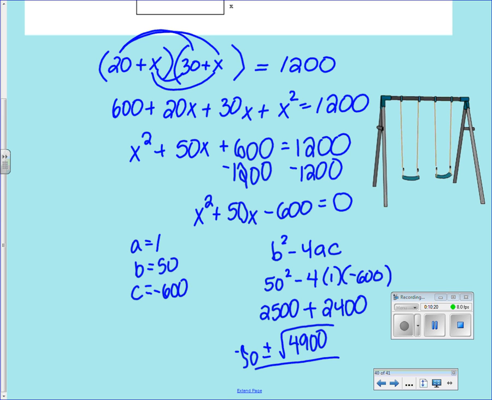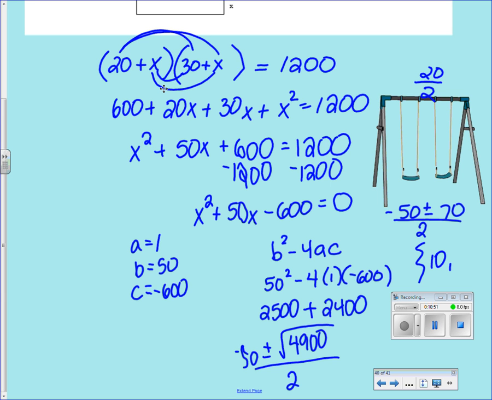2, just because 2 times 1 is 2. So we're going to have negative 50 plus or minus, anybody know anything about 4,900? That's 70, yeah. And then over 2. So let's get our two answers. First, negative 50 plus 70, which would be 20. And then 20 divided by 2 is 10.